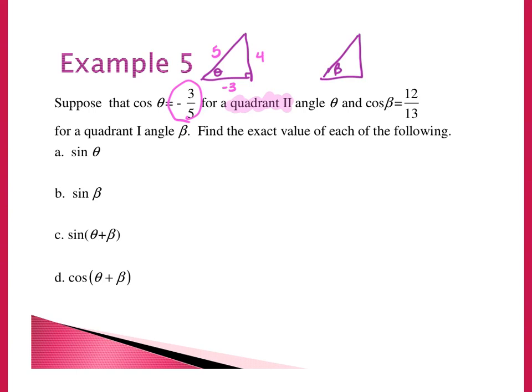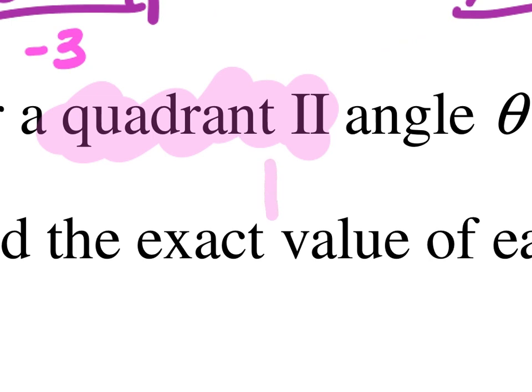Quadrant 2 means that I move left and I move up, right? So the 3 makes sense that that's negative. The 4 would be positive. This is obviously not drawn in the right direction, but as long as you can understand which one's supposed to be positive or negative, it doesn't matter. If you want to draw it in quadrant 2, then I would start with my angle here, and I'd go back negative 3, up 4, my hypotenuse is 5, and I put theta there. If you want it to be quadrant specific.